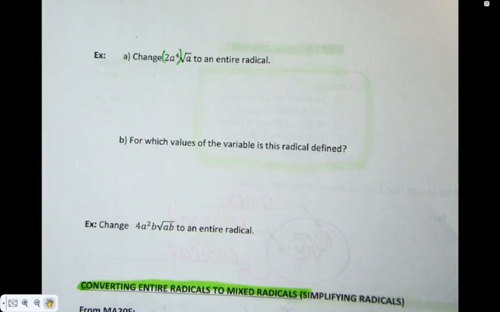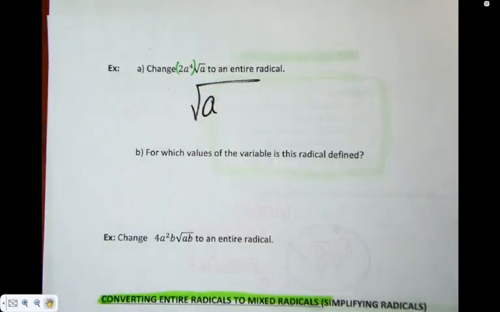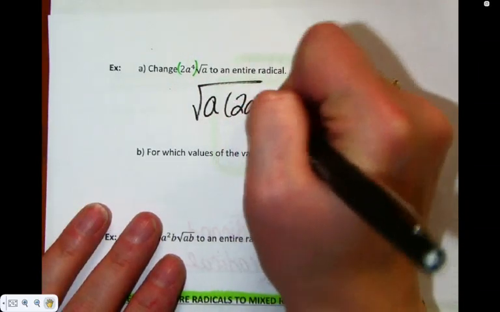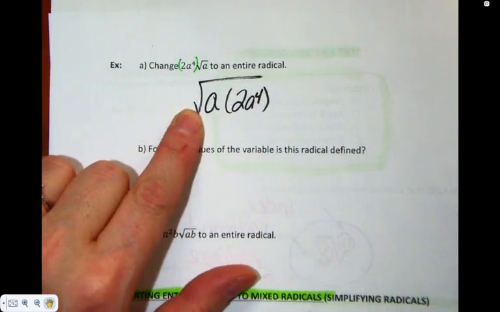Process doesn't change just because they're variables. You're still going to take whatever that coefficient is, you're going to shove it under the root and give it an exponent. So I'm keeping my radical sign. I'm keeping the a that was already there, not touching it. I'm grabbing all of that coefficient. And I just need to give it the same exponent as the index. We don't see an index, but what do we know it is? 2.